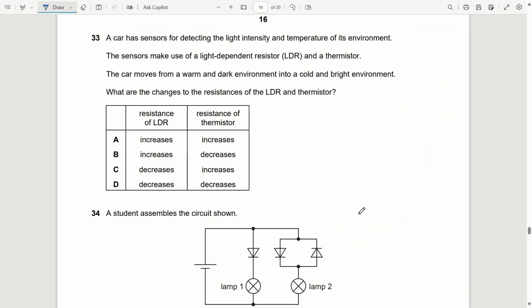Question 33. A car has sensors for detecting light intensity and temperature of its environment. The sensors make use of an LDR and a thermistor. The car moves from a warm dark environment into a cold bright environment. What are the changes to the resistance of the LDR and thermistor? Okay, we know that for an LDR, if it is moving into a bright environment, its resistance should increase, and for the thermistor, when it is moving into a cold environment, its resistance should also increase. So for 33, which option is correct?